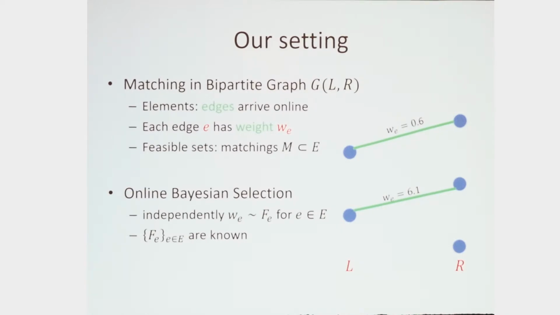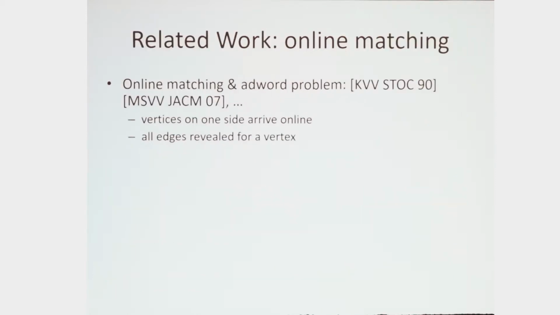We compare the performance of the algorithm to the profit. So the profit in this case knows all realized weights in advance, so it can really pick the best matching, the best feasible set. And then we want to achieve as good an approximation to the profit as possible. It's a very standard online algorithms paradigm.